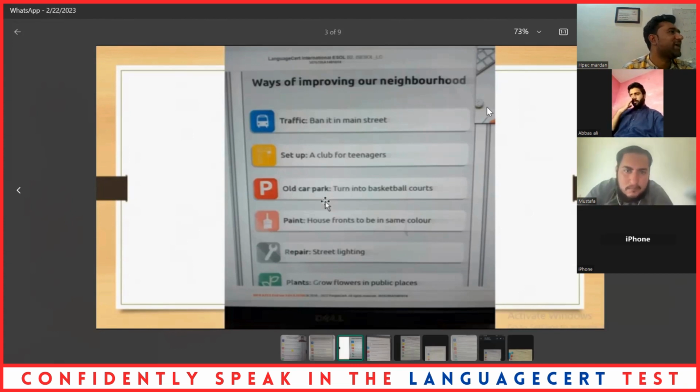Actually, I'm trying to explain this like I have already explained. Don't give a little bit much. After the ways of improving your neighborhood study, other way. Yes, sir.